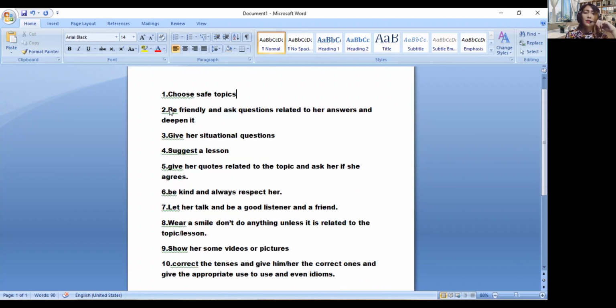So number two, be friendly and ask questions related to her answers and deepen them. Just be friendly, just smile, and if you think she said something interesting, just imagine that you're a friend of hers, or you are a detective, so you can ask some questions based on her answers. For example, she said, I don't like men who are this and that. Let her talk, and ask her, if you don't mind, why you don't like this type of men or friends, for example. It depends on the question. So she can answer, she can elaborate more.